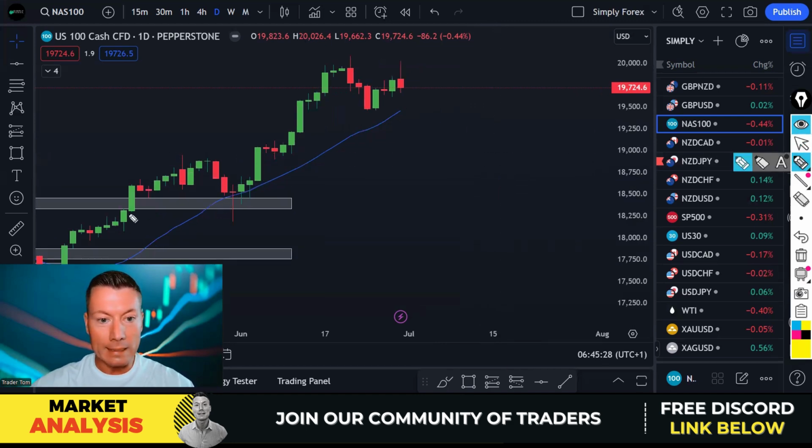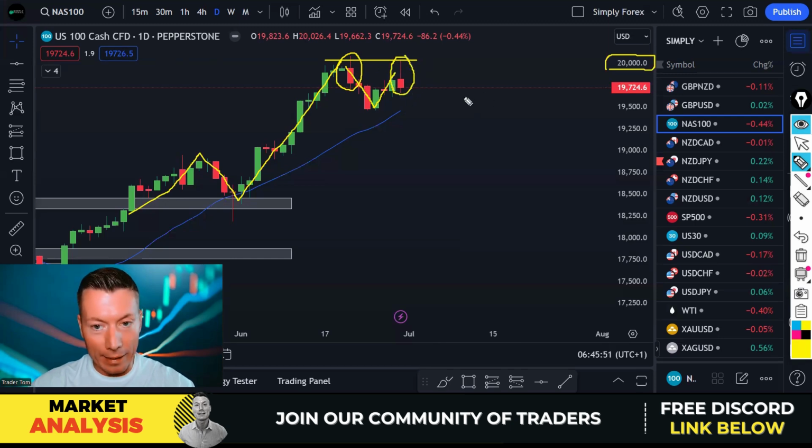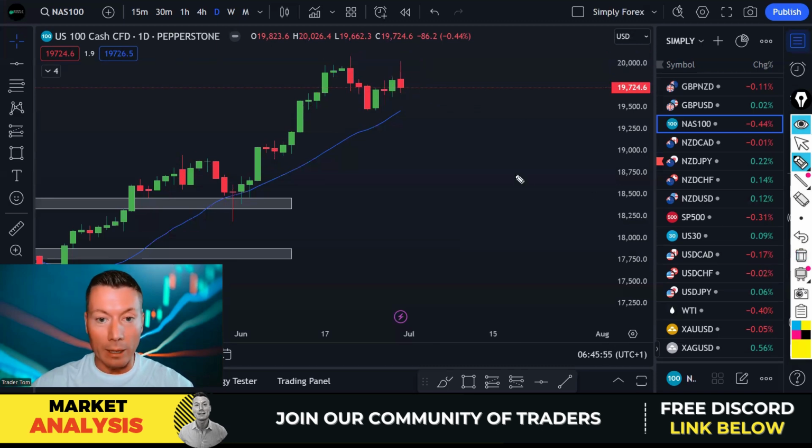So the Nasdaq, as we know, and all the indices have just been tearing up, right? We've hit this big 20,000 psychological level on the Nasdaq. This is the Nasdaq that you're looking at. And this last high, we had a big bearish reaction at this last high. And we had another big bearish reaction again at that high. So is this the start of a double top?